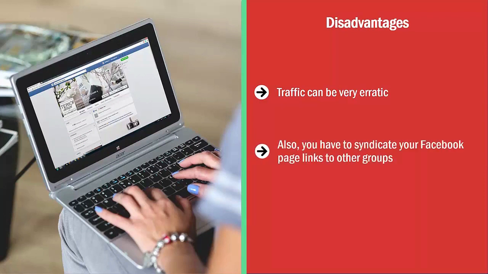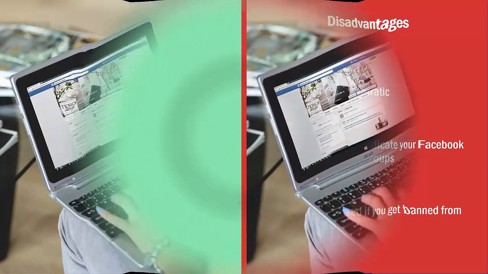Also, you have to syndicate your Facebook page links to other groups. This can be a problem. Some groups are very welcoming of page posts. Others are very suspicious. Don't be surprised if you get banned from some groups. However, you should start to worry if almost all the groups that you joined almost automatically ban you the moment you join. You know you're doing something wrong there. Just like with forum marketing, the way to get around this is to engage first and establish some sort of credibility before you can start sharing your own page's links.